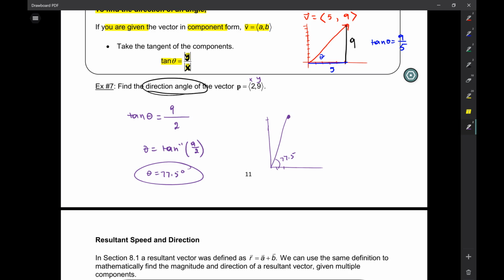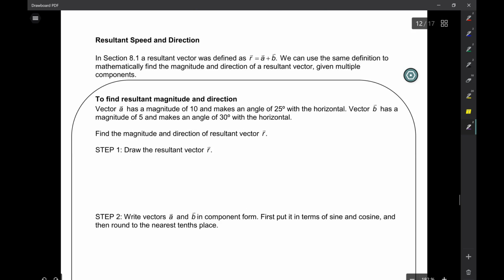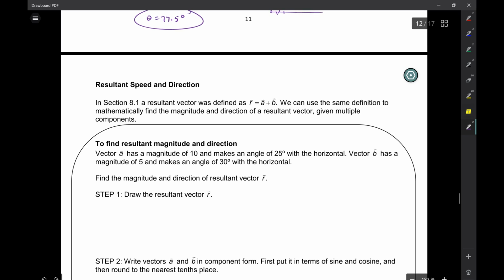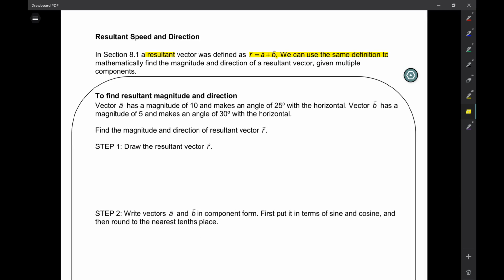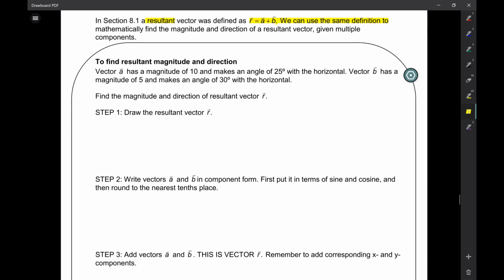All right, let's talk about resultant speed. Remember how we said to get the resultant vector, we add the two vectors? So we're going to do the same thing and add two vectors here. All right, so take a look. To find resultant, magnitude, and direction.